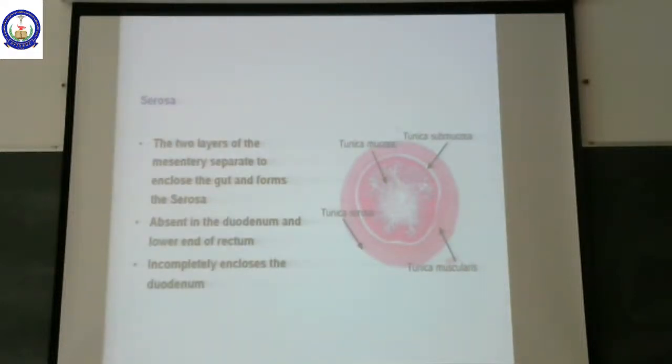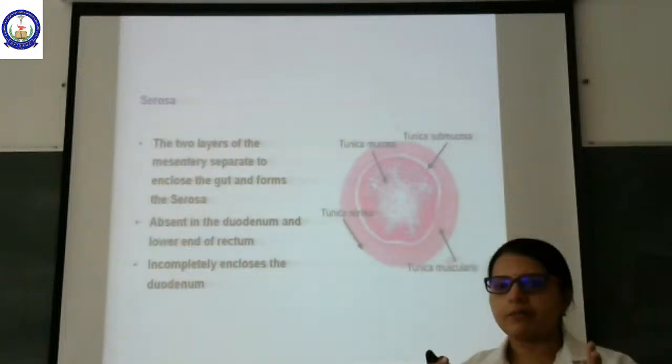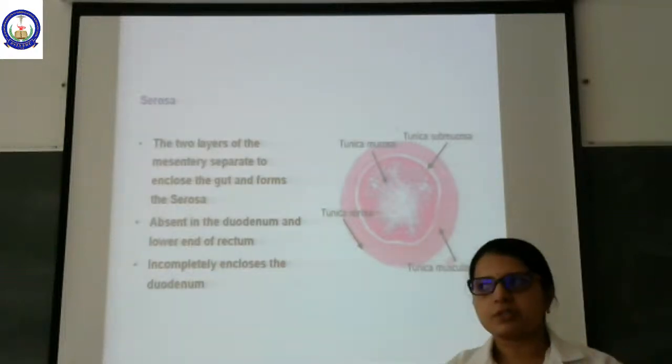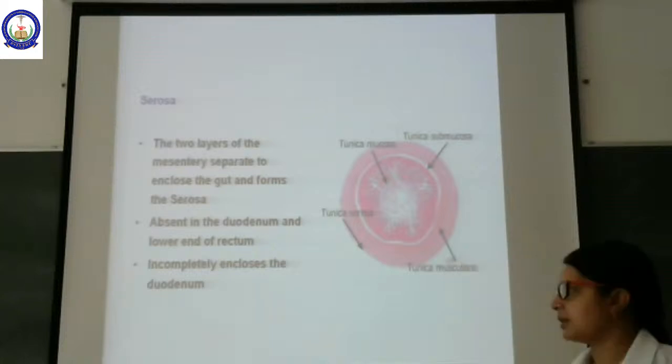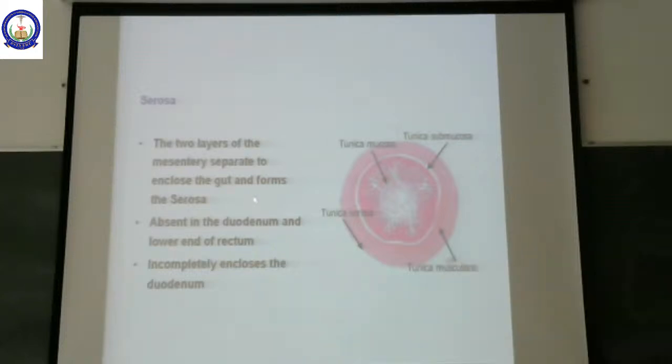Coming to the serosa, it is the uppermost covering. The two layers of the mesentery separate and drape towards the gut and form the serosa. At this point, remember there is a protective covering called peritoneum. Peritoneum is the outermost covering of the gastrointestinal tract. You will need to learn this in anatomy. The serosa is absent in the duodenum and the lower end of the rectum.